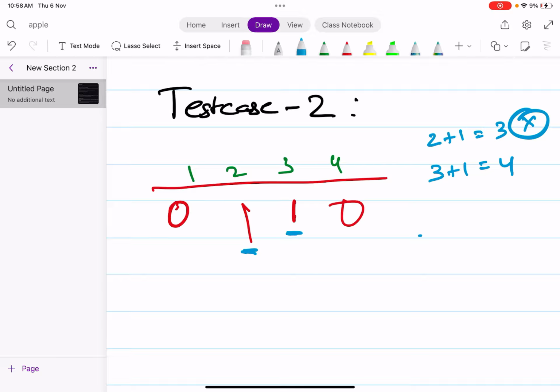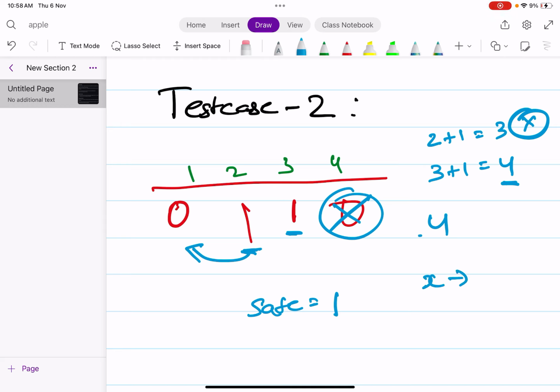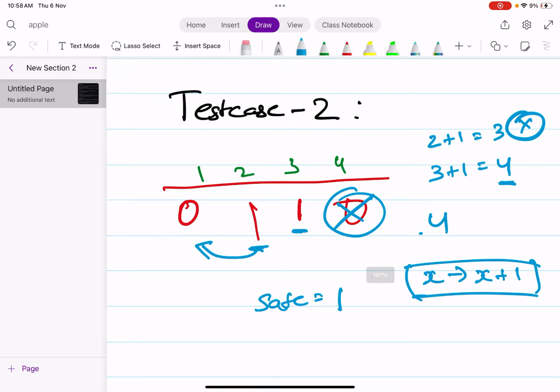The second wolf, which is at position 3, can it eat a bird present at position 4? Yes, it can. So it has eaten this bird and captured position 4. The index is now 4, and there are no more characters left in the string. So the number of safe birds in this case is 1. We know that the wolf cannot move to the left-hand side, because the question clearly stated that the wolf present at x can only go to x plus 1 and nowhere else.